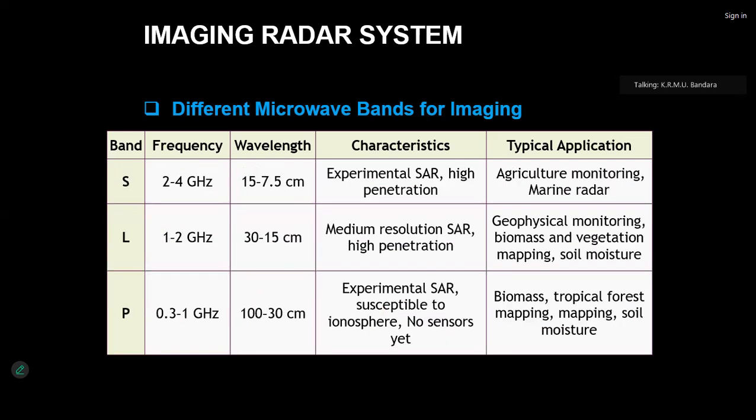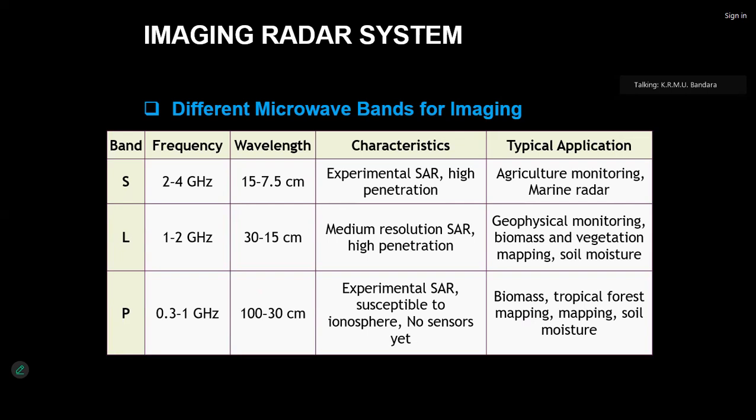In the S-band, experimental synthetic aperture radar is used in research areas, with high penetration, agriculture monitoring and marine radar. L-band: medium resolution again, high penetration. Because the wavelength is increasing, there is higher penetration of the areas. Uses are geophysical monitoring, biomass and vegetation mapping, and soil moisture content identification.